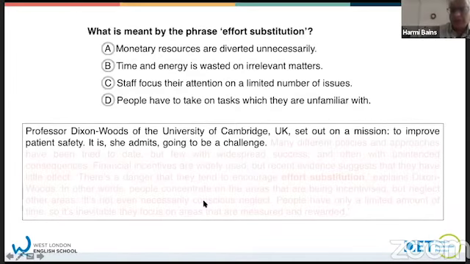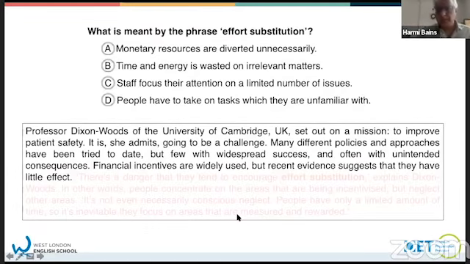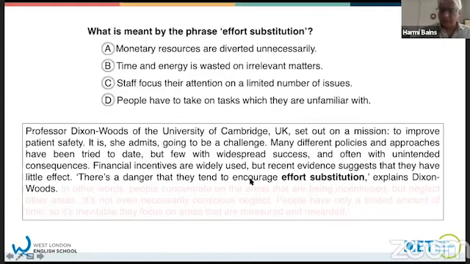What we're going to do is just go through the paragraph. And remember, we were talking about patient safety. Well, the writer here uses Professor Dixon Woods of the University of Cambridge, and she's talking about patient safety, saying it's going to be a challenge. It's not an easy thing to do. You have different policies, you have different approaches, and they haven't really been successful. She talks about financial incentives, trying to motivate companies and staff members financially, but it seems this has little effect. And then you've got a quote here.